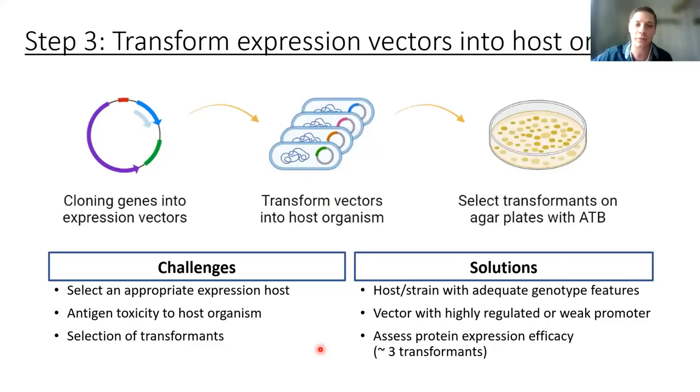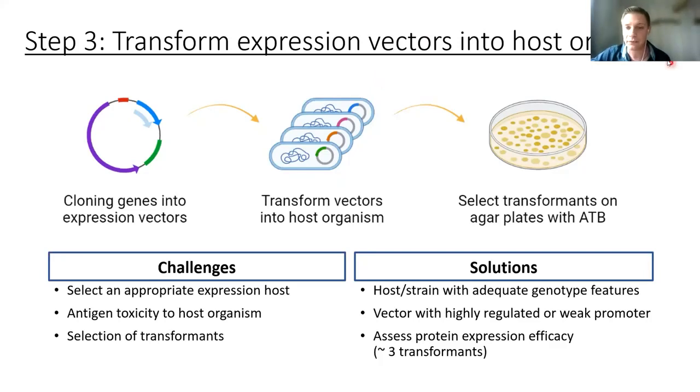The next step is the transformation step, where you would put your expression vectors into your host organism and select the transformant on an agar plate with a selective marker, such as an antibiotic. Here again, you can face several challenges. Once the transformation is done, how will you choose the appropriate transformant? So there's the selection of transformant. There's also the selection of an appropriate expression host. And one problem could also be that the protein that you chose is toxic to the host organism.